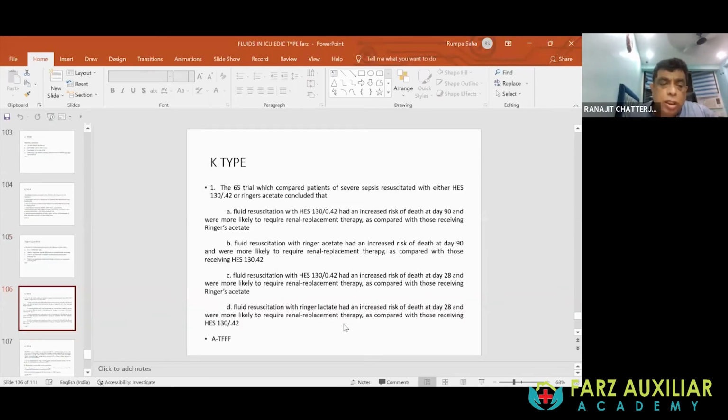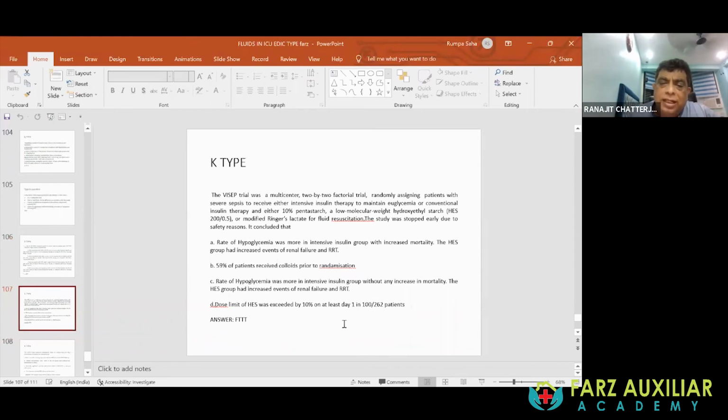Similarly, you can get a K-type question on the 6S trial, where the first statement is true, that fluid resuscitation with hydroxyethyl starch has an increased risk of death at 90 days. I told you the 6S trial has shown not only increased death at 90 days, but also an increase in renal replacement therapy. So A is true, all the others are more or less wrong because the wrong choices have been given.